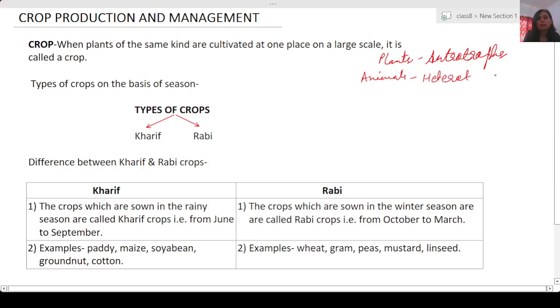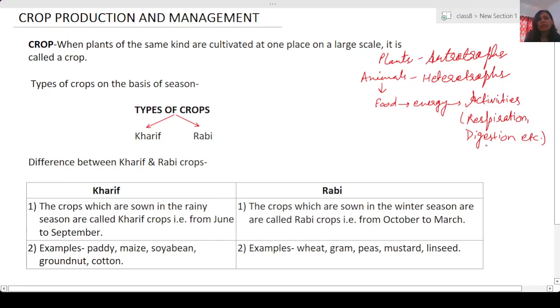But all kinds of organisms, like animals, any kind of animal if you see, or humans, all need food. Okay, why do we need food? We need food for energy. And what do we do with this energy? We do various kinds of activities. Not only the physical activities which we see, but inside our body also there are a lot of activities which are done using this energy, like for example respiration, digestion, excretion, etc. So for all kinds of activities, we need energy, and this energy we get from the food.